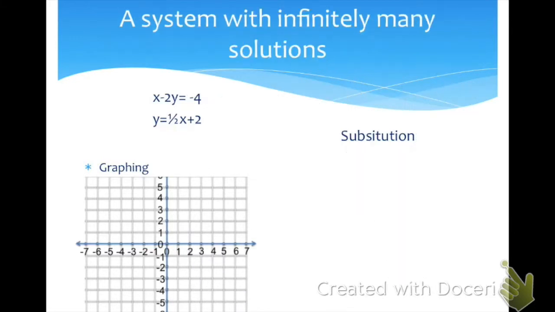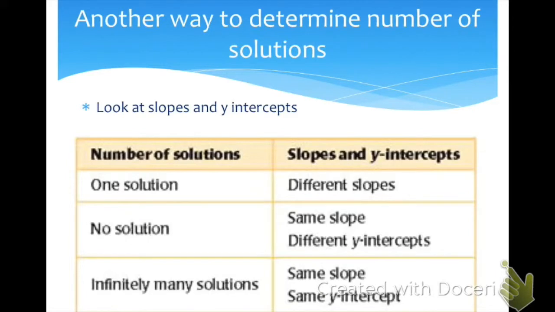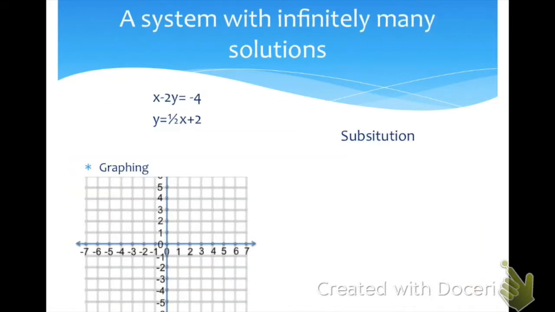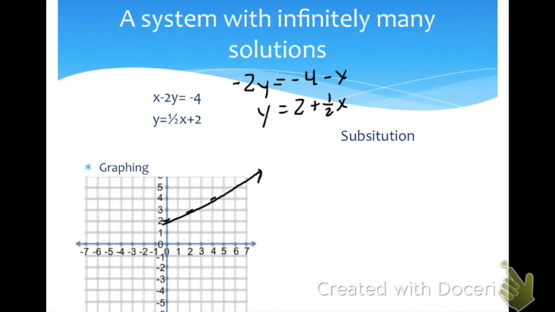Let's look at another one. If we have x minus 2y equals negative 4, if we solve for y, we're going to get negative 2y equals negative 4 minus x. So y equals 2 plus 1 half x. So there's 2, up 1 over 2, up 1 over 2. Our line looks like this.